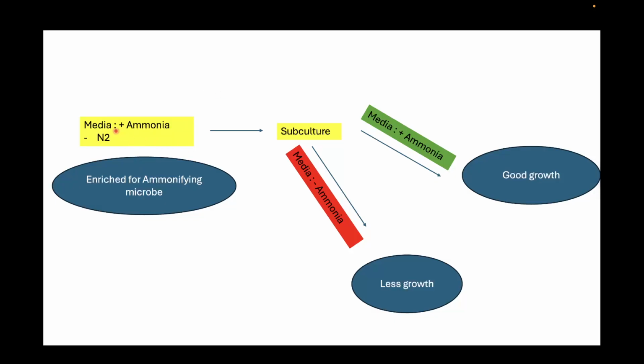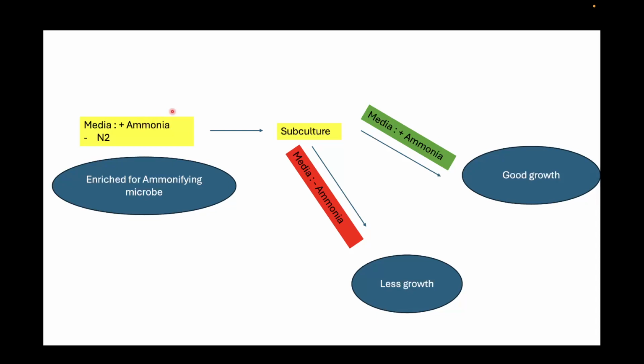First, the microbe communities were cultured in media which was devoid of nitrogen but amended with ammonia. So this enriched for ammonifying microbes. Only those microbes which could utilize ammonia grew in this culture. And since this was devoid of nitrogen, there was no selection pressure for nitrogen fixers, right? So here only the bacteria which could positively utilize ammonia grew.